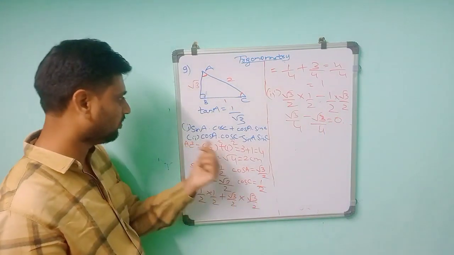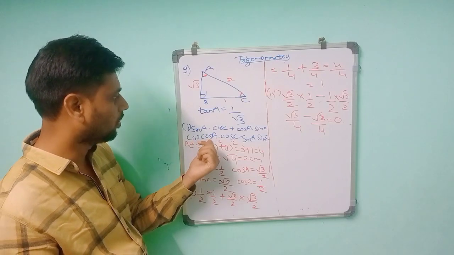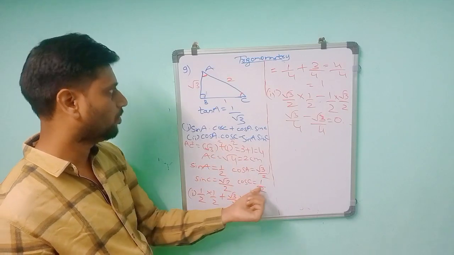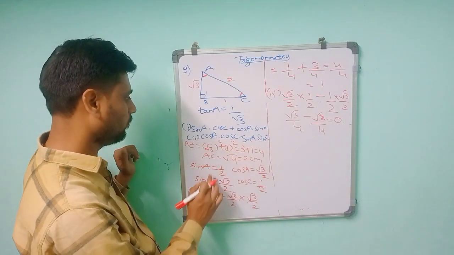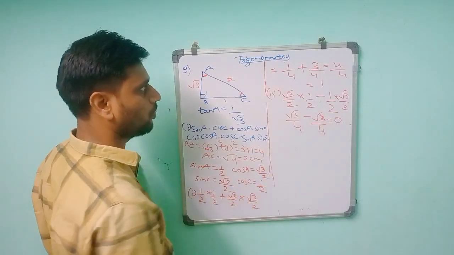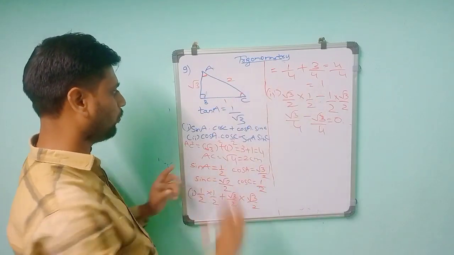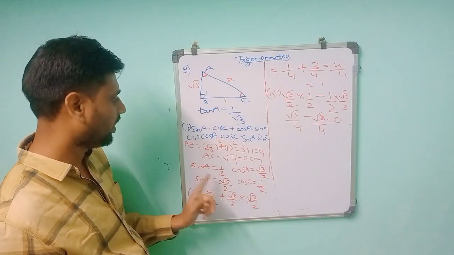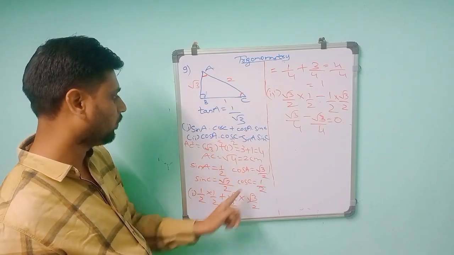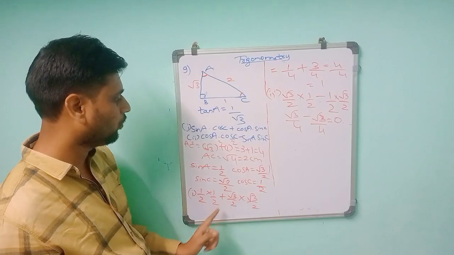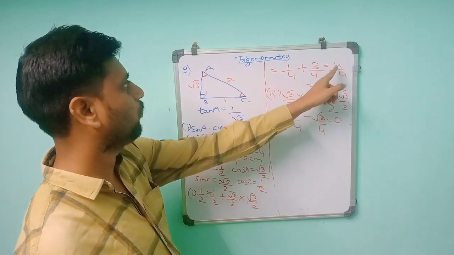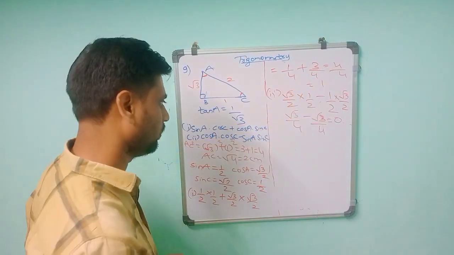So for this solution, cos A is root 3 by 2, cos C is 1 by 2, sin A is 1 by 2, sin C is root 3 by 2, minus is there, so root 3 by 4 minus root 3 by 4 becomes 0, so the value is 0. For the other one, it is 1, why? Because plus is there, so sin A is 1 by 2 into cos C is 1 by 2, plus cos A is root 3 by 2 into sin C is root 3 by 2, root 3 into root 3 is root 9, so it will become 3, then 1 by 4 plus 3 by 4 is 4 by 4 is 1, so the answer will be 1.